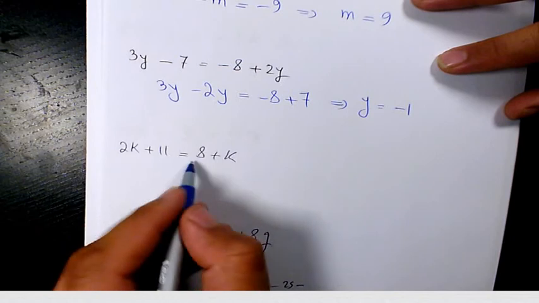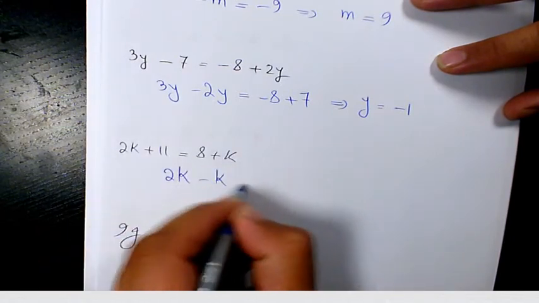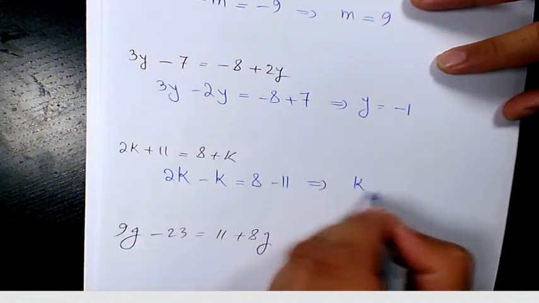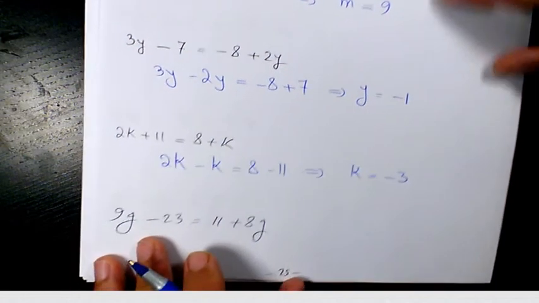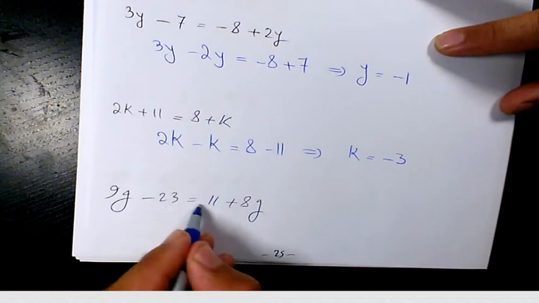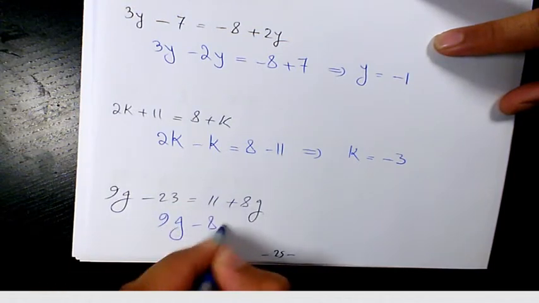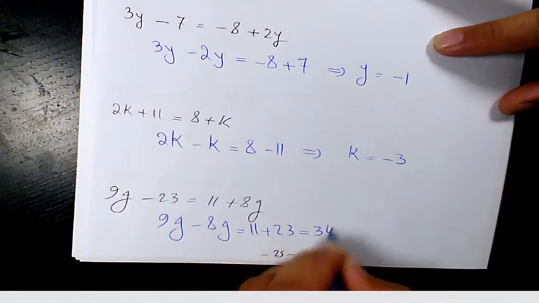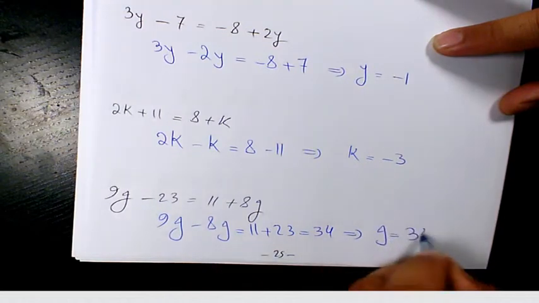2k plus 11 equals 8 plus k. So we have 2k minus k equals 8 minus 11. So 2k minus k is k. 8 minus 11 is going to be negative 3. So 9g minus 23 equals 11 plus 8g. So we have 9g minus 8g equals 11 plus 23. So we have 34. So 9g minus 8g is going to be g. g equals 34.